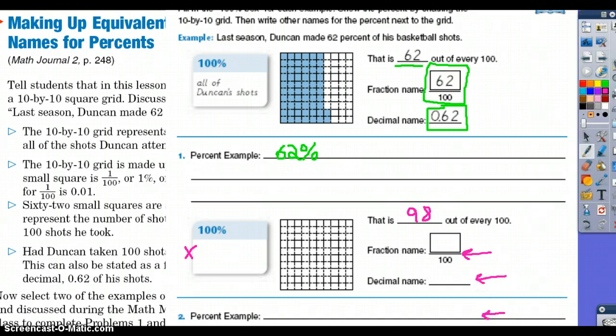On the final one on the bottom, you're going to do it with another football pass question using those statistics. Shane threw 100 football passes, and of those 100 passes, he made 86% of them. So the 100% is all of Shane's football passes, and how many is that out of 100? 86. Then fill in the fraction name, the decimal name, and the percent name for that one also.